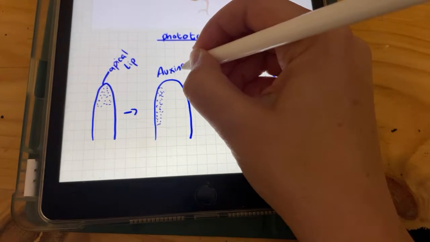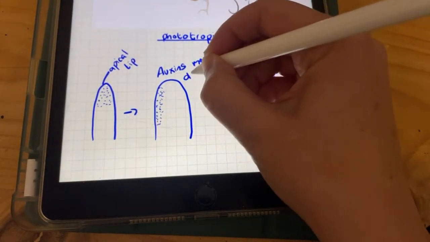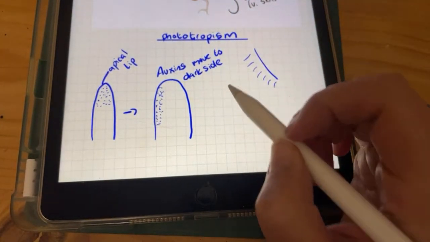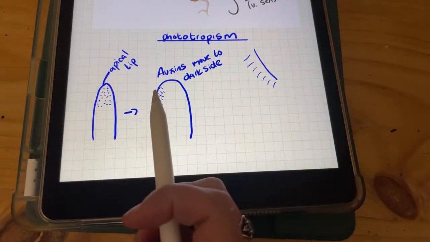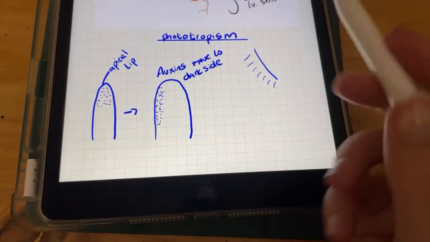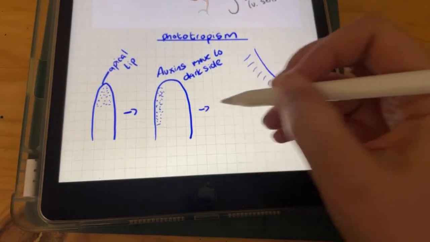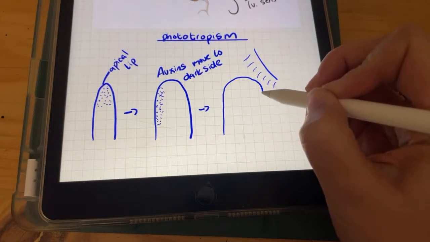So our auxins move to the dark side. And that is because auxins are sensitive to light. So they actually don't like light. It's because light will slowly destroy auxins, so they move away from it and they collect on the darker side. And now this is the interesting part that I think we don't know and that we get wrong every time. And you'll see now when we do the root what I'm talking about.